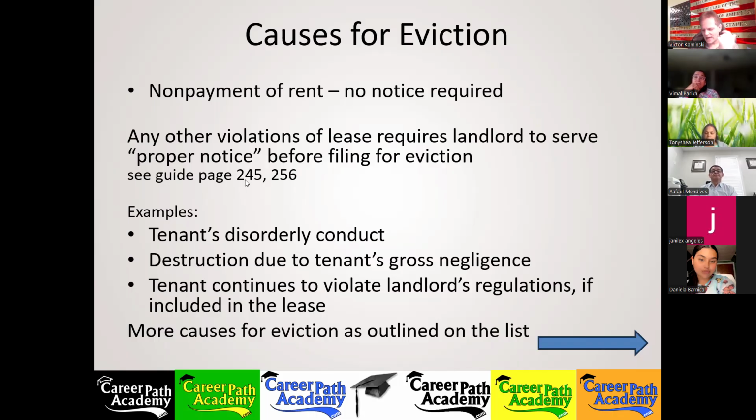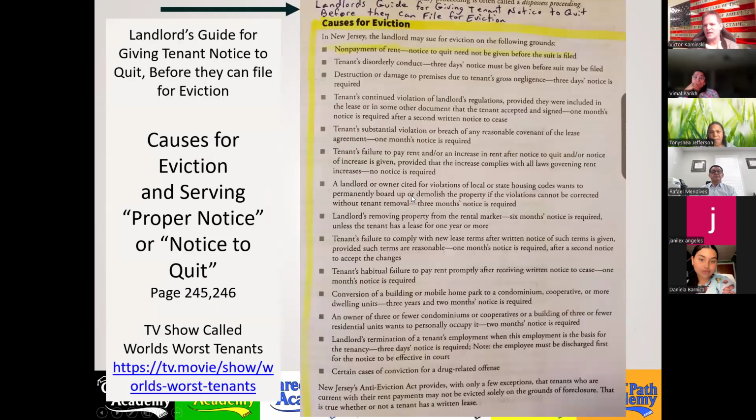So on the bottom of page 245, continuing on to page 256, you see this guide. I got this version from an older book, or the last version of the book, where it was all on one page. Now it's split between two. Okay. So what I did is right above it, landlord's guide for giving tenant notice to quit before they could file for eviction. Now, the only thing here that you need to know for exam purposes is non-payment of rent, notice to quit need not be given before the suit is filed. But for any other reason, they need to serve proper notice.